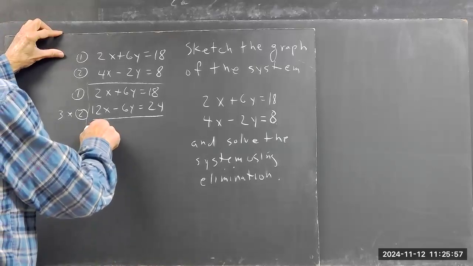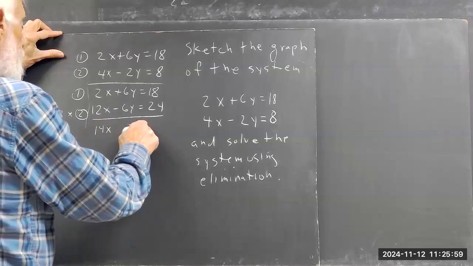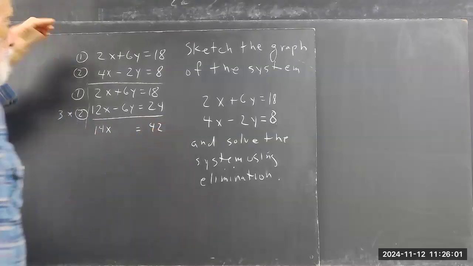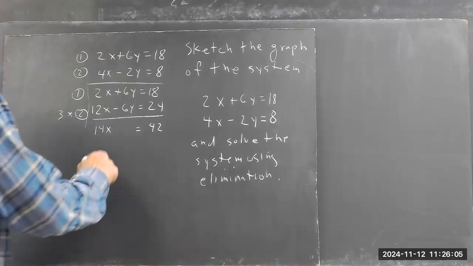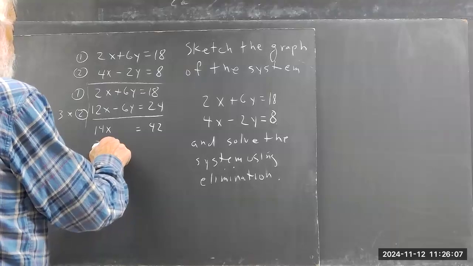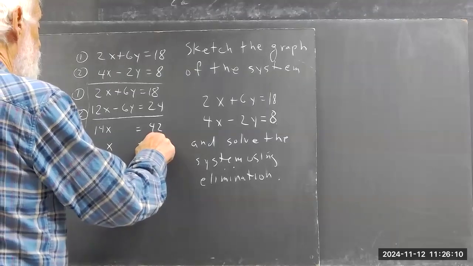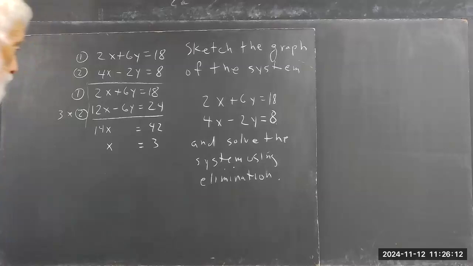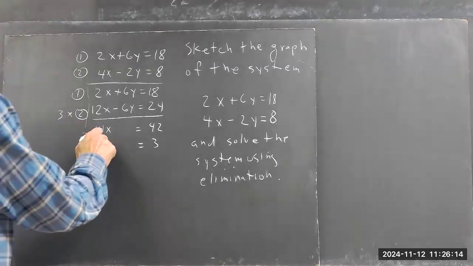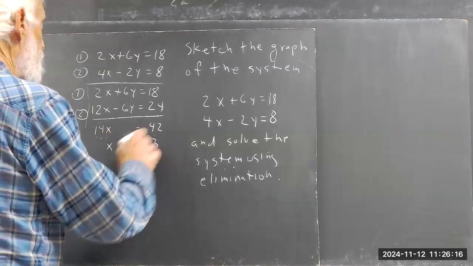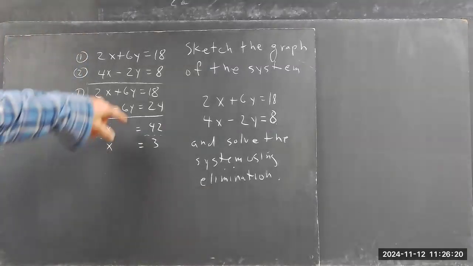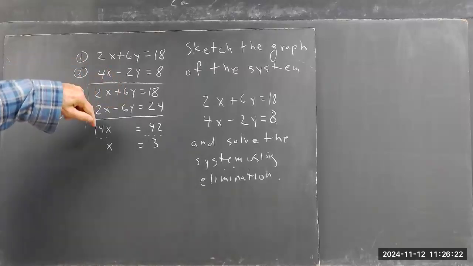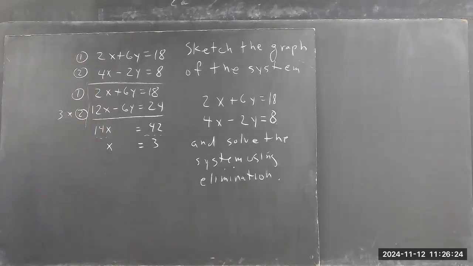If I eliminate one of the variables, I'm going to be able to solve for the other. So we end up with 14x equals 42, so x equals 3. I skip this step. I'll put a couple of ellipses in there, because you know how to get from here to here. Nobody has any trouble with that.